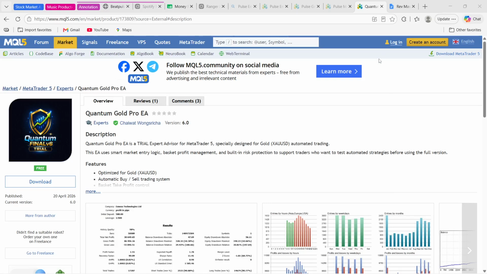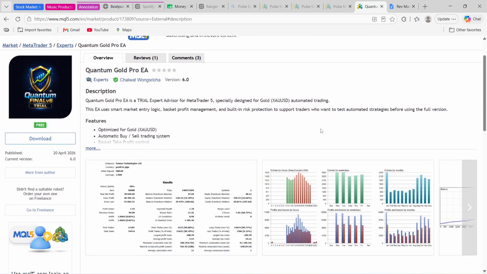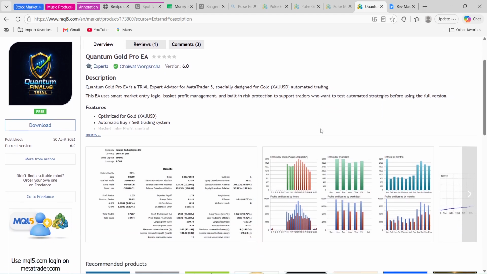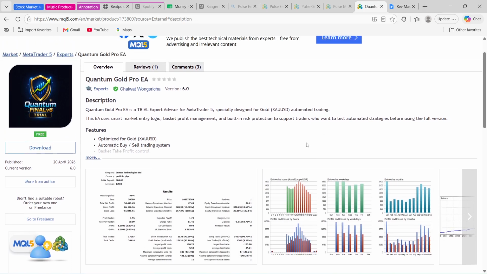Hello traders, in this video we are going to be talking about the Quantum Gold Pro EA for MT5. This is a specialized gold trading system using quantum inspired logic or advanced algorithms for XAUUSD. So let's see what the developer claims and how it performed during my own personal backtest.